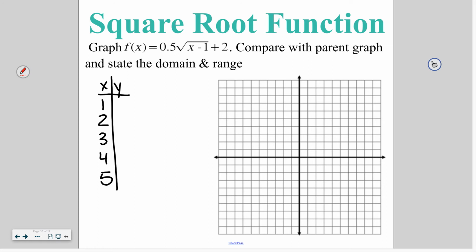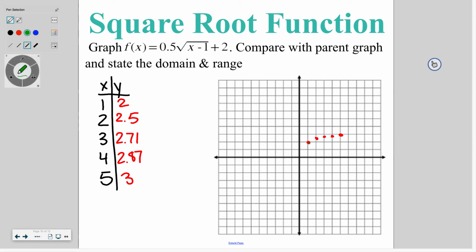Plugging in those values, I'm going to get 2, 2.5, 2.71, 2.87, and 3. Again, coming over to the graph, I'm going to start at 1, 2, 2, 2.5, 3, 2.7, 4, 2.8, 5, 3. Going ahead and connecting these points to get my graph.